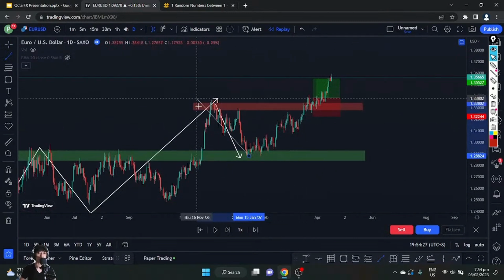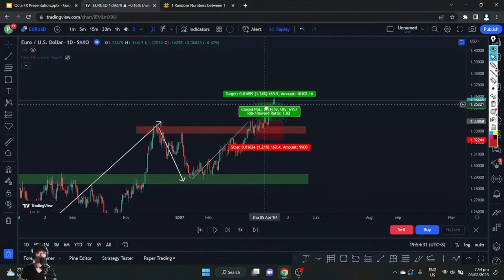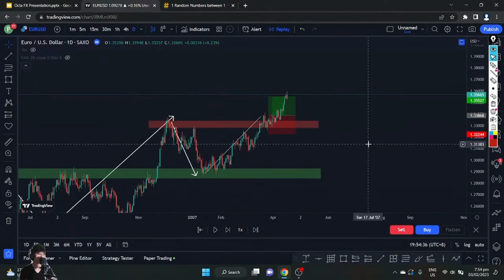And once the price breaks this previous high, then we can buy with that breakout, and we can expect the price to go even higher because the momentum is on the upside.